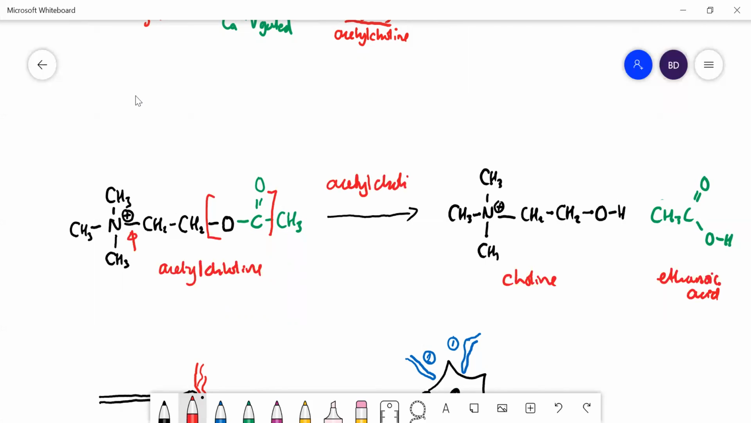acetylcholinesterase, and it is absolutely essential that that's there, because if you don't break down acetylcholine, it's going to remain in the synapse and it will keep firing the nerve repeatedly, and that's not what should happen. You just want the message to go across.